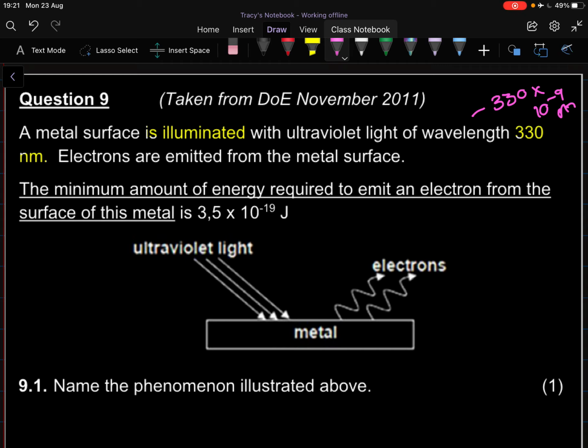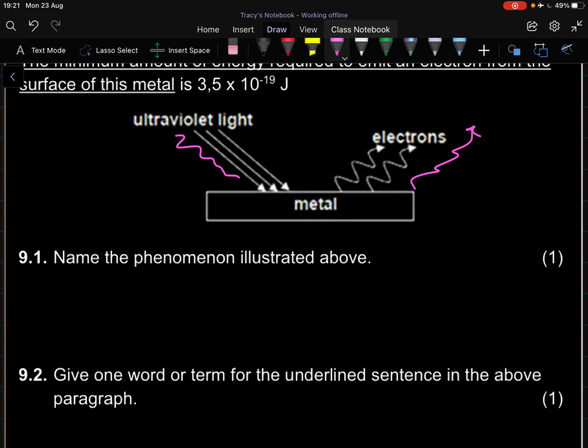Now they've underlined a whole bunch of information. If something is underlined, bold, italic, or in capital letters, they want it to stand out. So they're telling you it's important, okay? And the picture they give you shows you the ultraviolet light hitting the metal and then electrons coming off. First thing they say is name the phenomenon illustrated above. Well, we've done enough of these now, so we know that's the photoelectric effect.